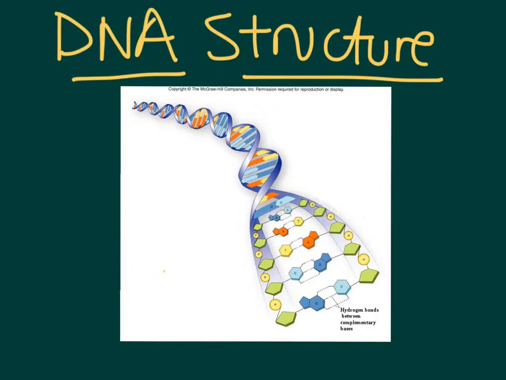The sides of that ladder are composed of sugars and phosphates all attached to each other. So on the sides, it's sugars and phosphates all attached to each other. And in the center, we have our nitrogen bases that meet.